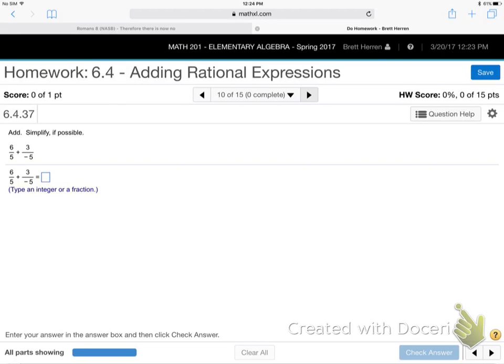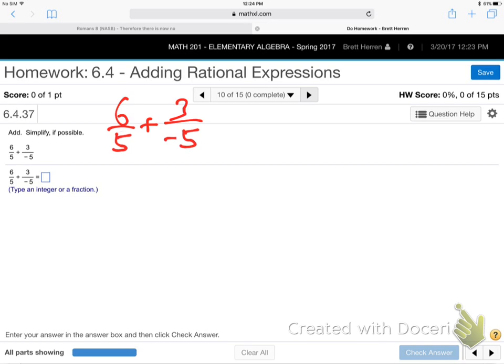Okay, so if they give you 6 over 5 plus 3 over minus 5, we're back to some easier, just numbers. Those are just numbers. So we're just adding those up.